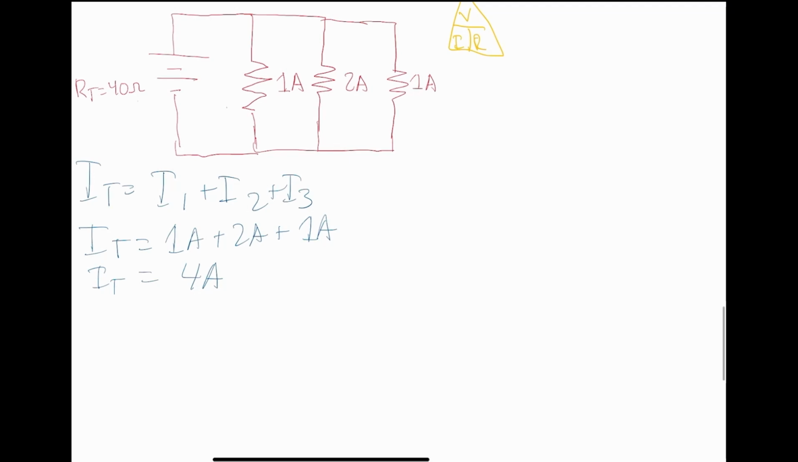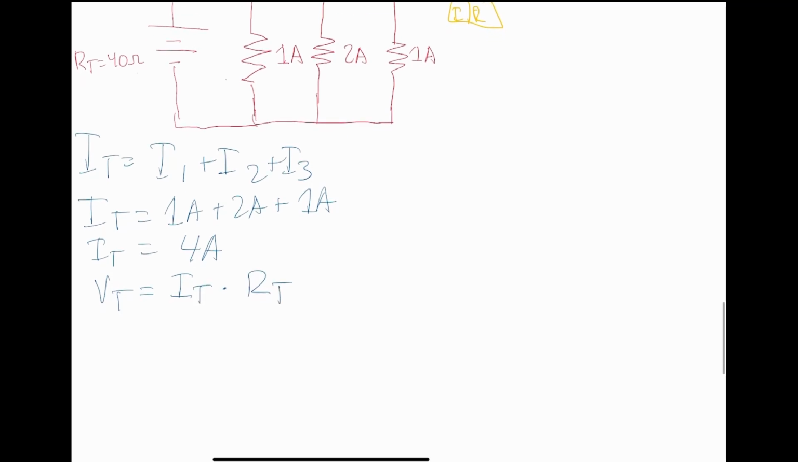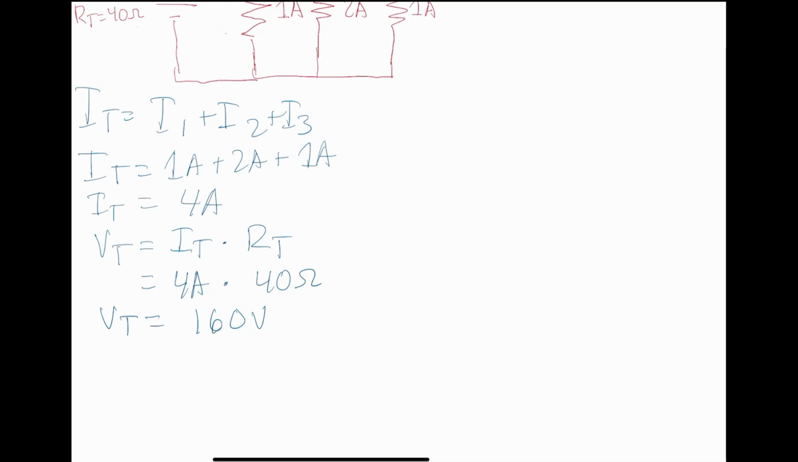Now, using Ohm's law, since we're going to solve for total voltage, the one we're missing, we know that total voltage is equal to total current times total resistance. And we have those values, right? So we have 4 amps times 40 ohms. It should give us 160 volts VT.